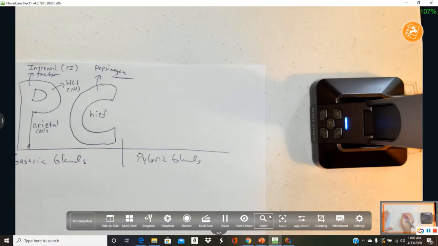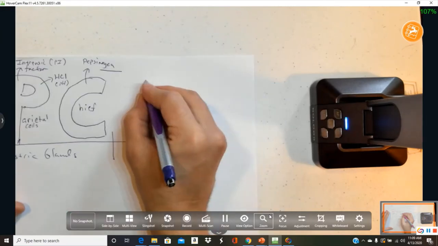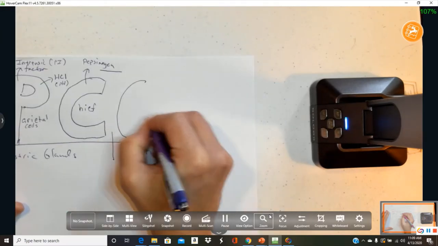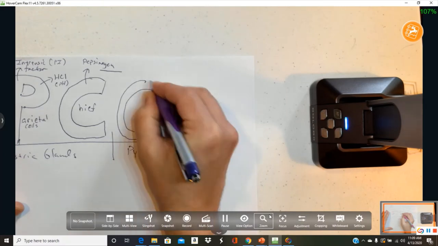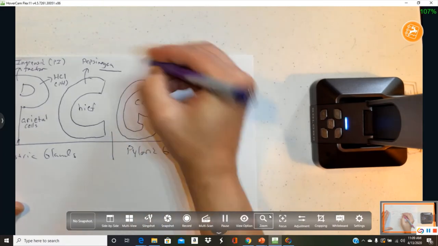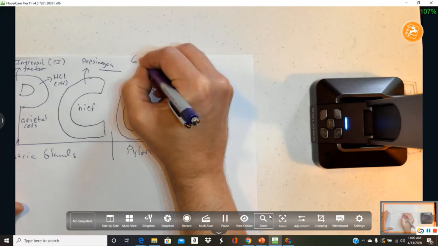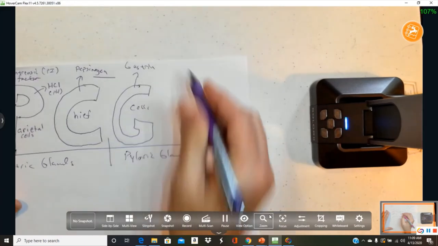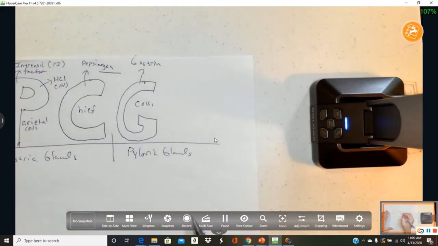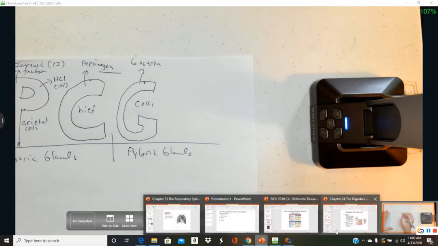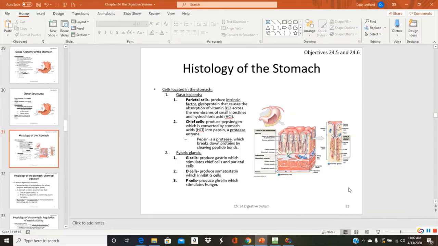G cells make gastrin. Not hard to remember that. What does gastrin do? Gastrin is what makes you hungry. It actually stimulates your chief cells and parietal cells.